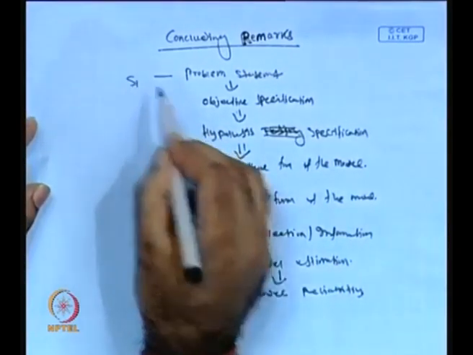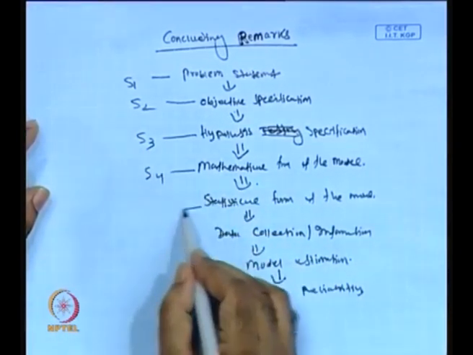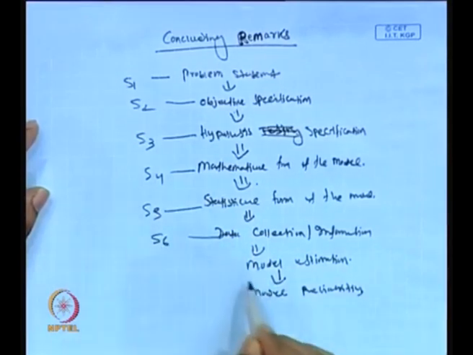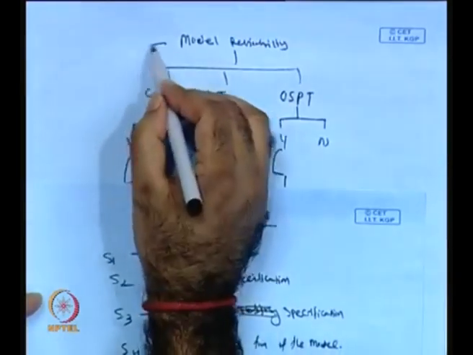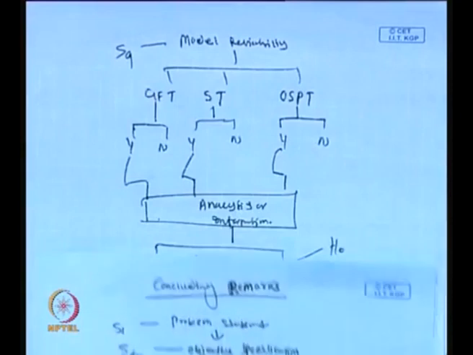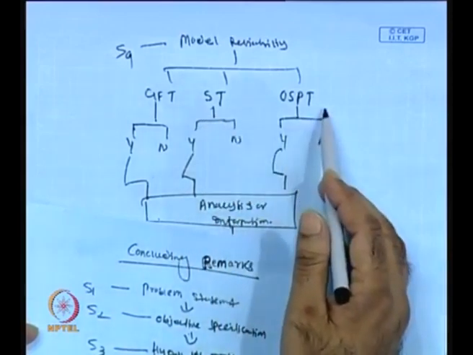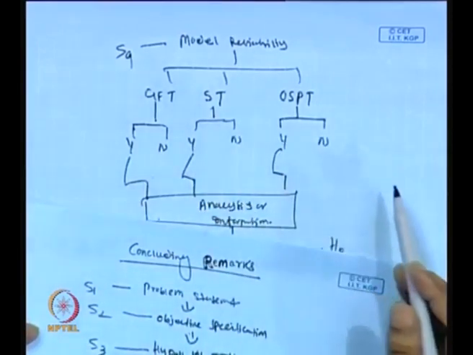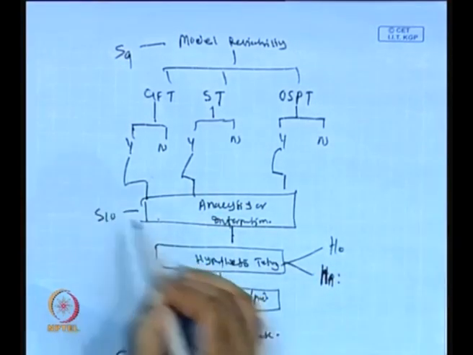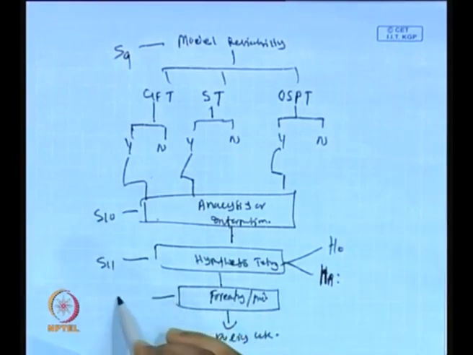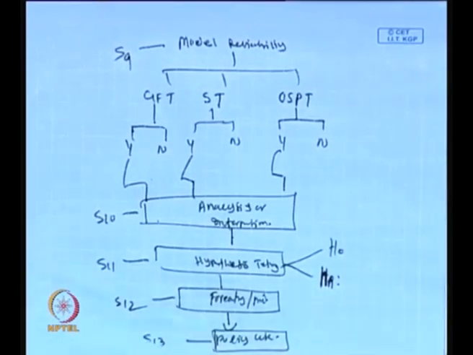If you call it step 1, then this is step 2, step 3, step 4, step 5, step 6, step 7, step 8, followed by step 9. In step 9, we have gone through three different tests. If all these tests clarify that the model is reliable, then we go for step 10, followed by step 11, step 12, then step 13.